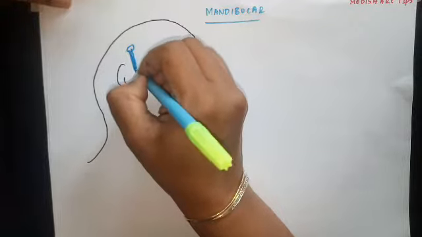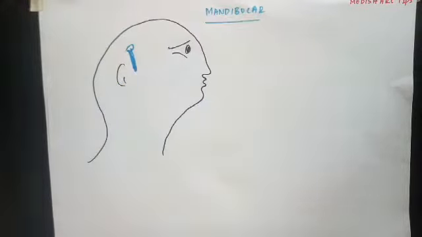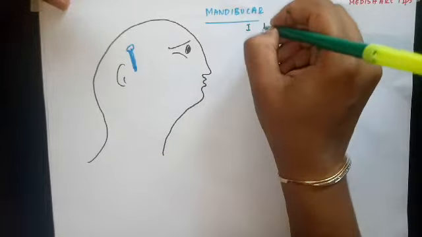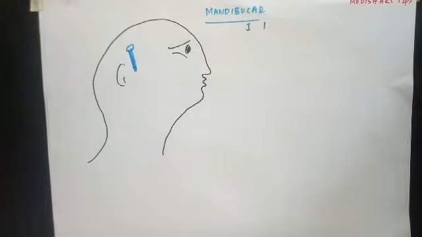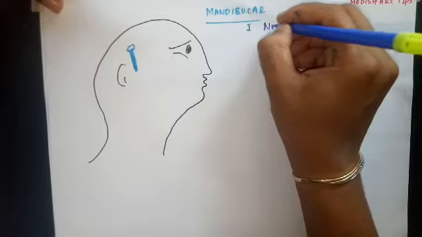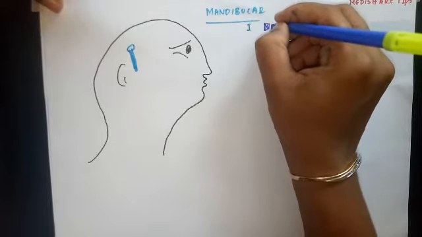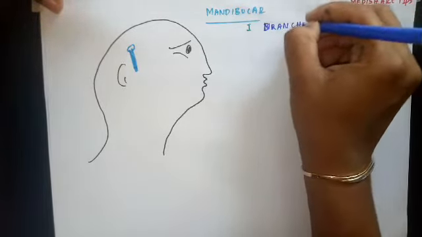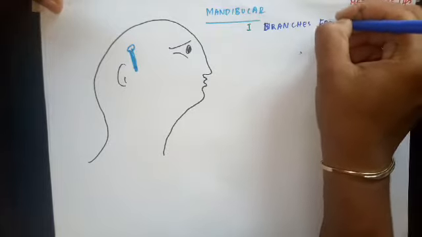In the infratemporal region, there are nerves arising from the trunk. First, the nerves or branches from the trunk of the nerve.